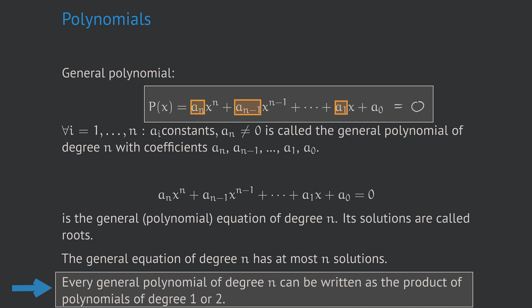Ideally, for each polynomial, we would like to be able to split the polynomial only in polynomials of degree 1. Unfortunately, however, that does not work, at least not in the real numbers. But something does work which is almost as good. Namely, every general polynomial of degree n can be written as the product of polynomials of degree 1 or 2. Let's have a look at some simple examples.